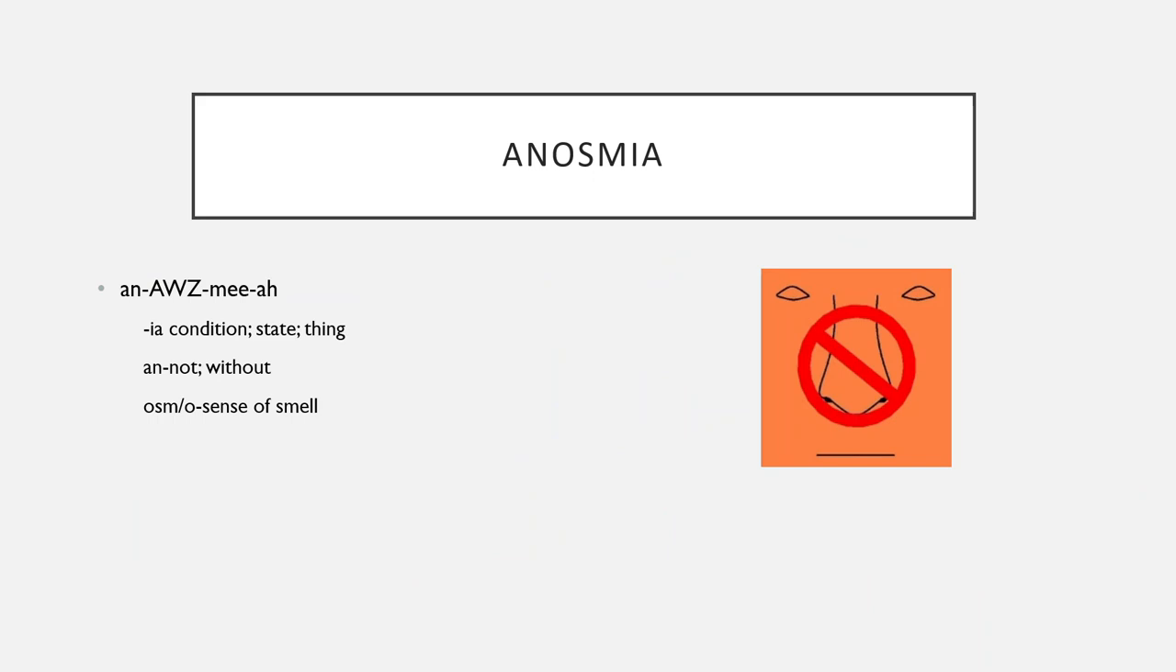Anosmia. Ia is condition, an is not or without, and osme is sense of smell. So this is a condition of being without a sense of smell. And this can happen after a brain injury. It's actually a symptom of a brain injury.